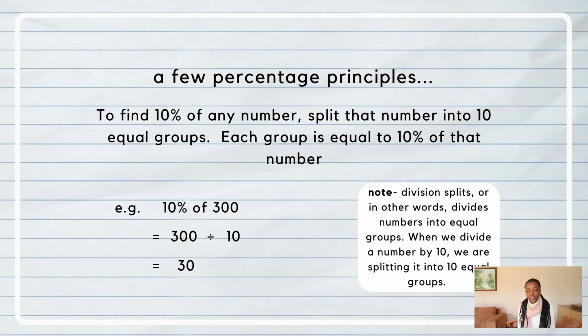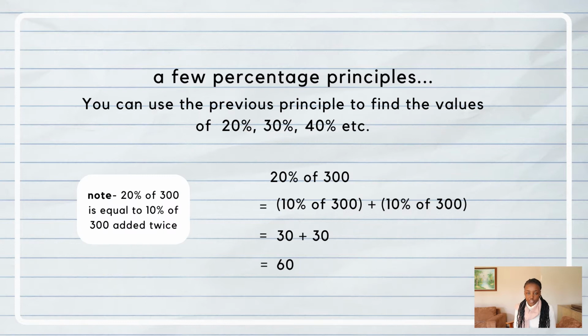You may be asked what the value of 10% of a number is. 10% is a bit more interesting, but it's also quite simple. All you need to do is take 300, divide it into 10 equal parts. Now the value of each part is 30, thus meaning that 10% of 300 is equal to 30. And based on that principle, you can easily find out what the value of 20% of 300 is, what the value of 30% of 300 would be, mentally with no calculator.